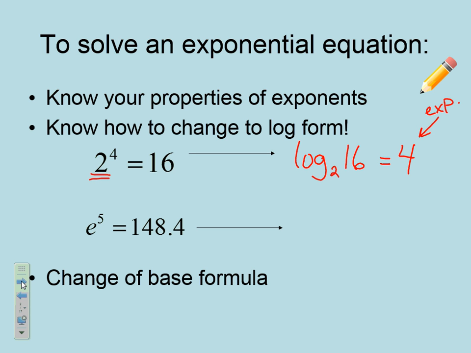Now the next one is e to the 5th equals 148.4. For this, we're going to write it in log form as well, but remember that logs with base e have their own type. They're the natural log. So what I would write is natural log, and if you want to, you can write the little base of e down here. You don't have to, but you can. And then 148.4, and then equals 5. Again, notice that the exponent is by itself.